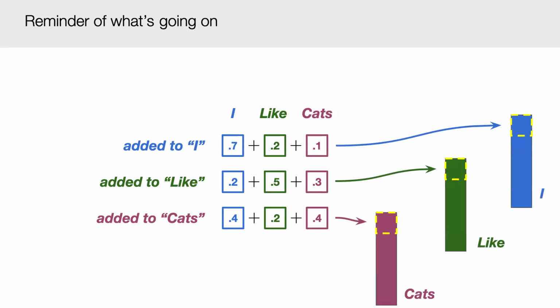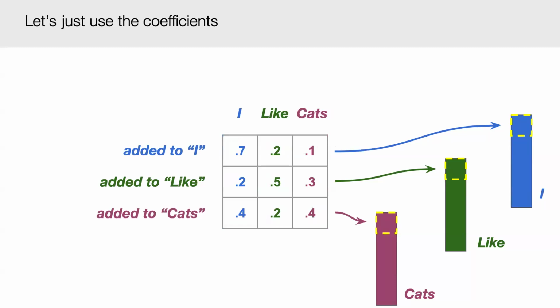Cool. Just to remind you what's going on: for example, we take a lot from "I", not that much from "like", even less from "cats". We sum that up to update our understanding of what "I" is. Then we take some from "like", some from "cats", to update our understanding of "like", and update our understanding of "cats". Now we say these three are contextually aware. Still the same thing, we've just added some boxes around it and gotten rid of the plus signs.